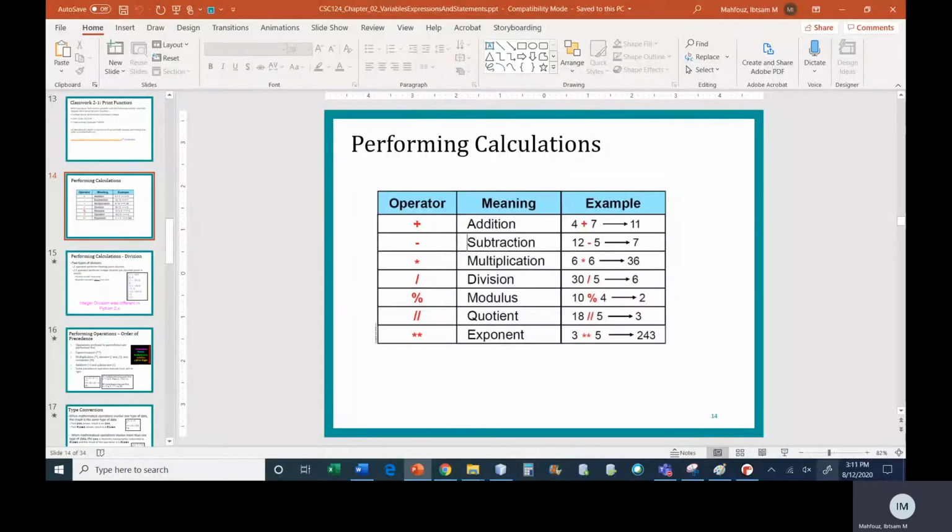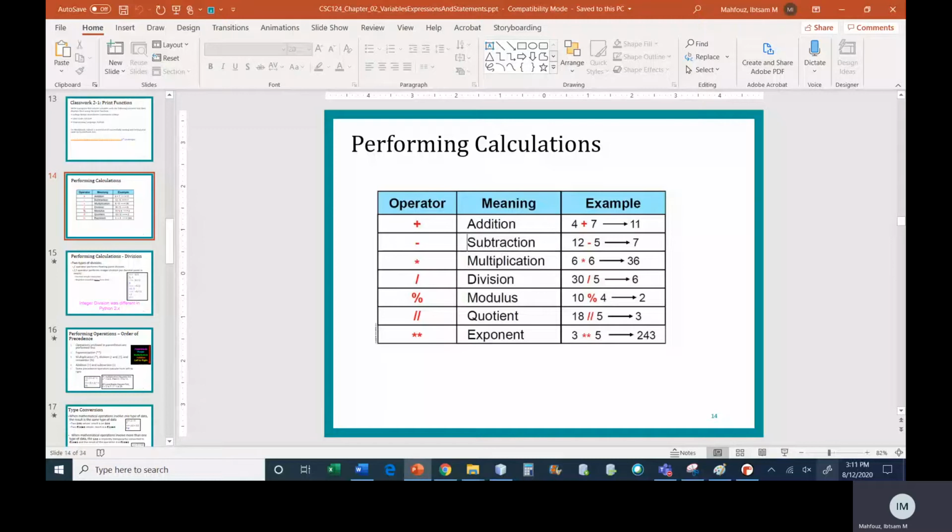In the last video, we saw how we can print some messages using the print function. We saw how we can create variables. What we want to do today is add more information to what we've learned. So the first thing is that we might want to do some calculations.